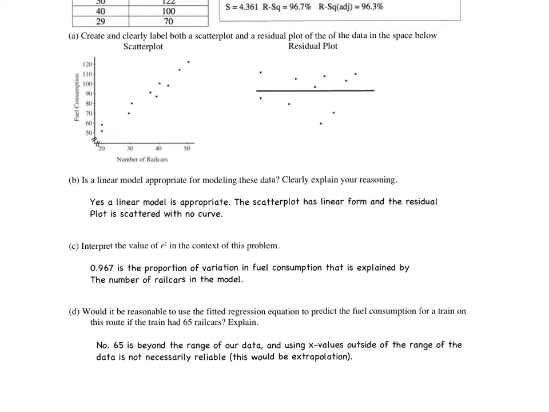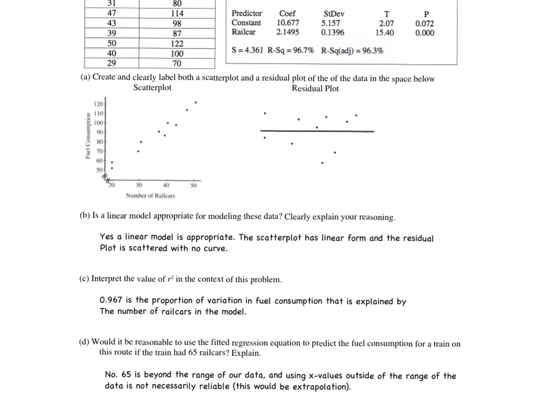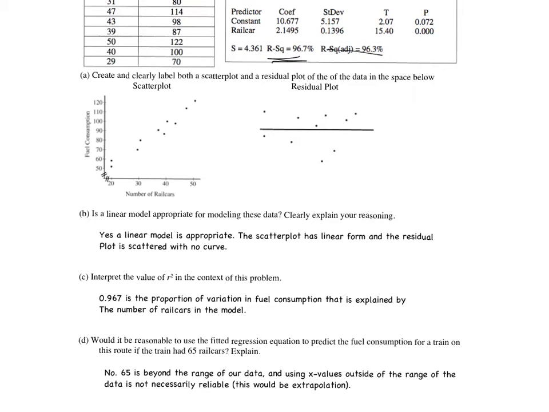C says, interpret the value of r squared in the context of this problem. This one is just a straight filling in that statement, and it is in the notes. But 0.967, oh, and by the way, I'm getting r squared is this one. We never use r squared adjusted. So 0.967 is the proportion of variation in fuel consumption that is explained by the number of rail cars in the model. And the reason I chose those, fuel consumption is my y variable, and whatever we're saying it is explained by, that is our x.